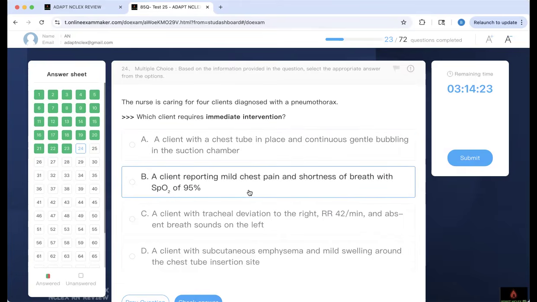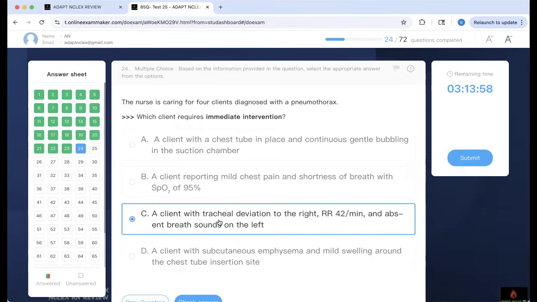Then he has shortness of breath with saturation 95. Client with what? Tracheal deviation on the right, respiratory rate of 42. There's absent breath sound on the left. And if you have a chest tube and you see this, it's okay. Client with subcutaneous emphysema, mild swelling around the chest tube insertion. What do you think? Risk reduction. Which one requires intervention?